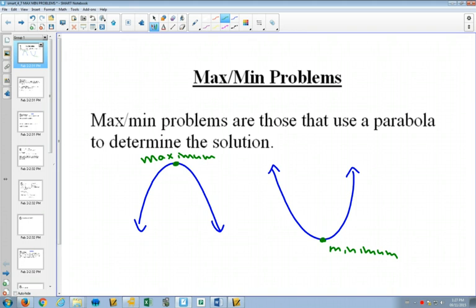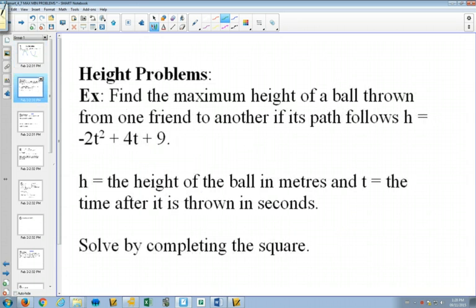Anyways, so we have our maximum and our minimum, and you notice, where do those happen? What point is that called? What's the special name for that point? The vertex. So if we can find a vertex, we can solve maximum and minimum problems. So our first one that we're going to look at are height problems. These are the easiest ones because they give you the equation.